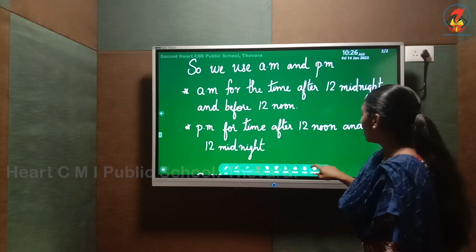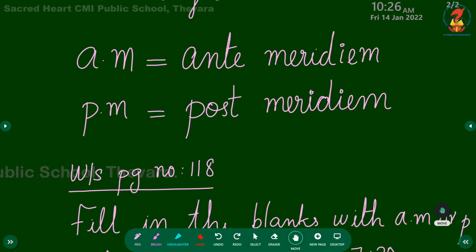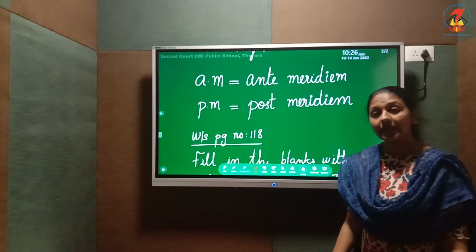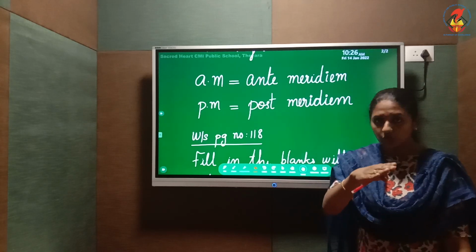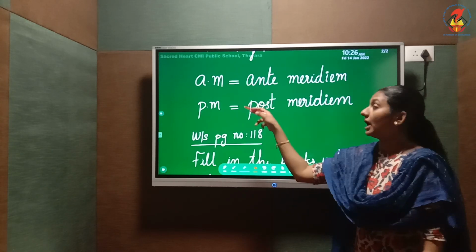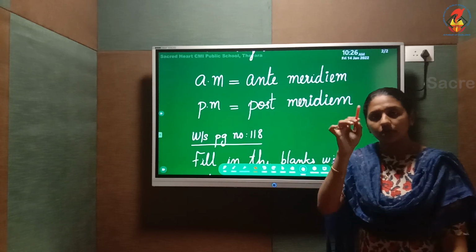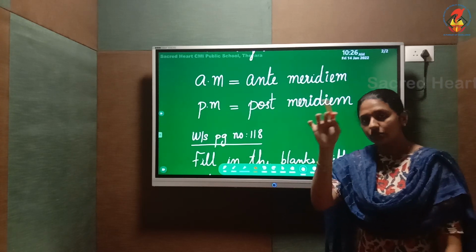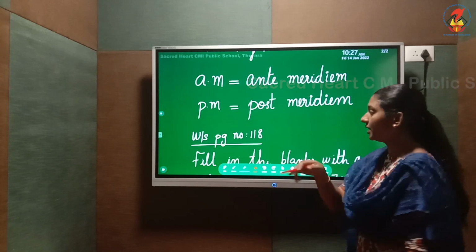What is the full form of AM and PM? AM is ante-meridian and PM is post-meridian. So we use AM from midnight 12 to before 12 noon, and we use PM after 12 noon to before midnight 12.